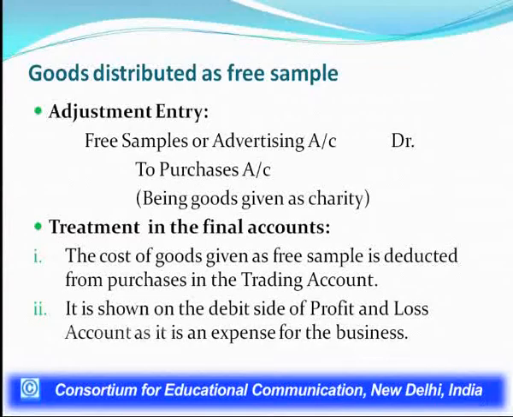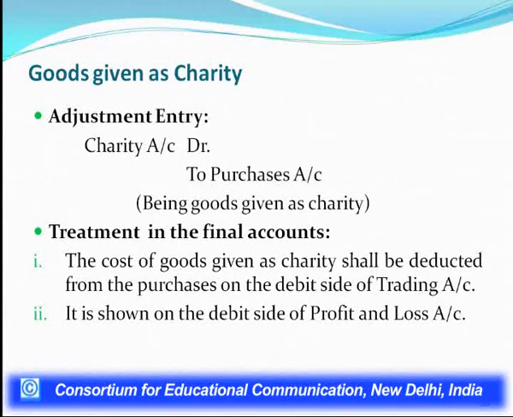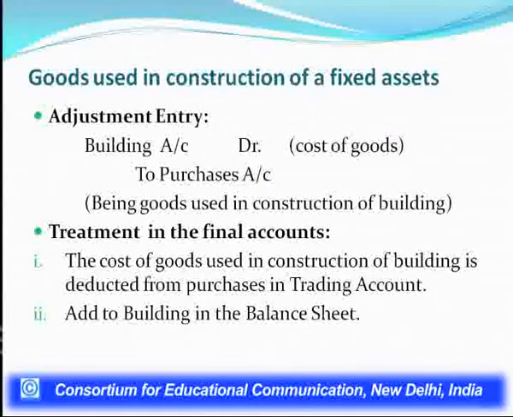And how will we show it in the final accounts or financial statements? In final accounts, the cost of goods given as free samples is deducted from purchases in the trading account, because these goods are not available for the purpose of resale, and being an expense or loss, it will be shown on the debit side of profit and loss account, because it is an expense for the firm. So these are the adjustments relating to goods.